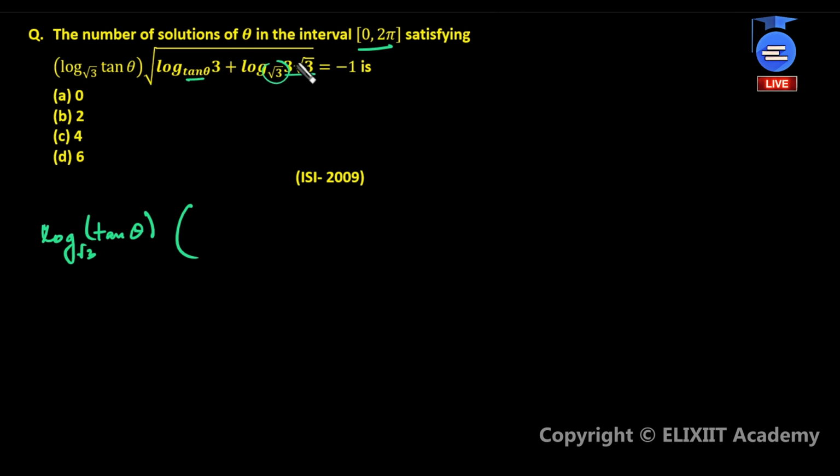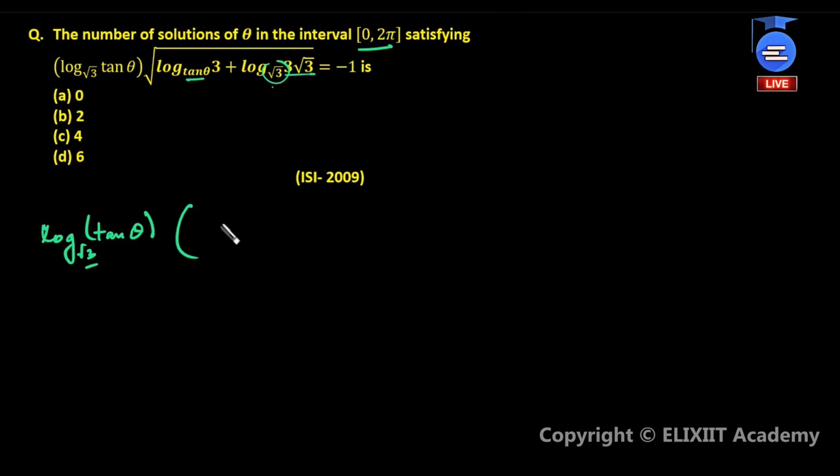Means we use the base change formula. Let us try to bring the common base over here. We have the base as √3. Here we have √3. Let's try to bring the base in terms of √3 using the base change formula. I hope you're getting what I'm trying to say. Okay, so here we have log 3 base tan theta. To bring this as the √3, we use the base change formula.